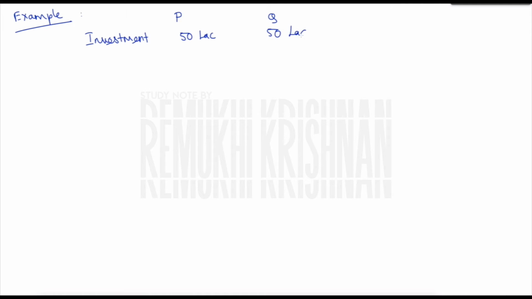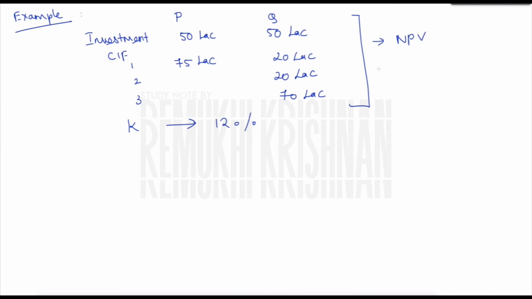There are two projects, P and Q, with an investment of 50 lakhs each. Project P provides a cash flow for only 1 year, and Q provides a cash flow for 3 years. For the first year it is 20 lakh, for the second year 20 lakh, and for the third year 70 lakh. K is 12%, your cost of capital.